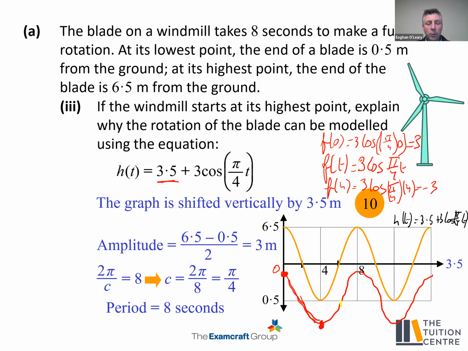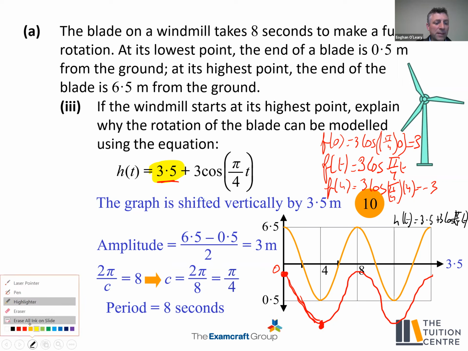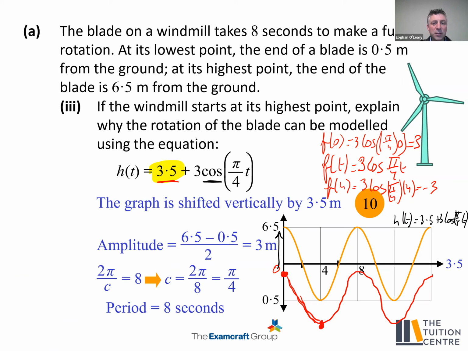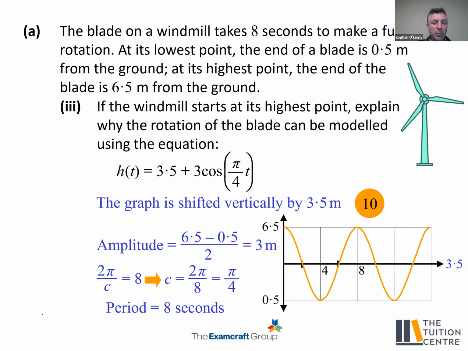However, of course, we do have the 3.5. So for that reason, the whole graph is shifted vertically by 3.5 units. So it's starting at its maximum point because it's a cosine function rather than a sine function. A sine function would start at its midline, but the cosine graph, when t is equal to 0, you're going to have the highest point. So it's starting at its highest point, and its highest point is 6.5 because the graph is shifted vertically by 3.5 units from what it would be if it was just this guy.